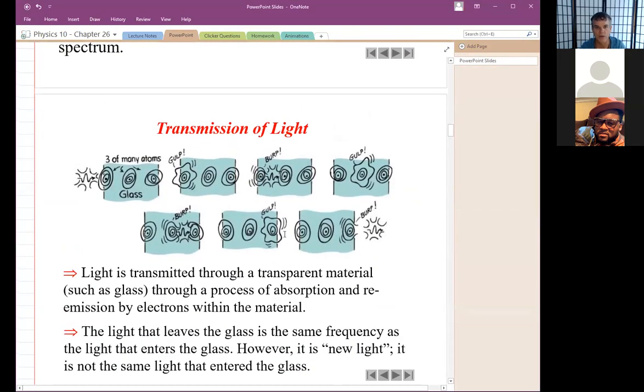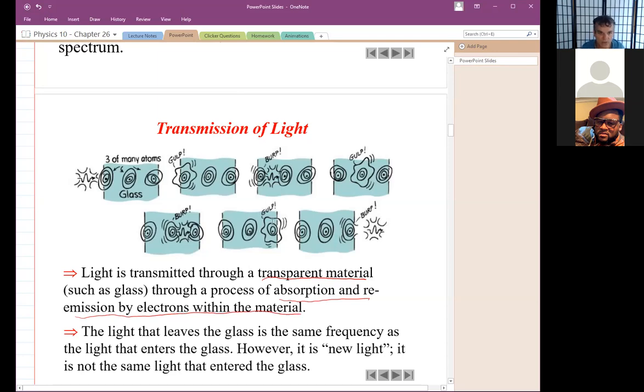All right, so what I want to talk about now is how light gets through a transparent material like glass. This is an image I got from your book, which I really like, and it's basically showing how light gets from one material through another. Let's be clear, a transparent material is just a material that you can see through, something like glass or water. How does light get through water or glass? Well, it's this process of constantly being absorbed and then re-emitted by electrons in the material.